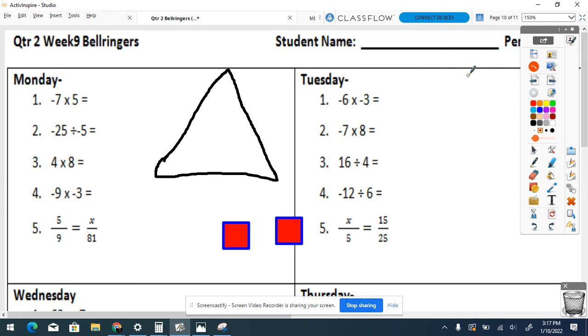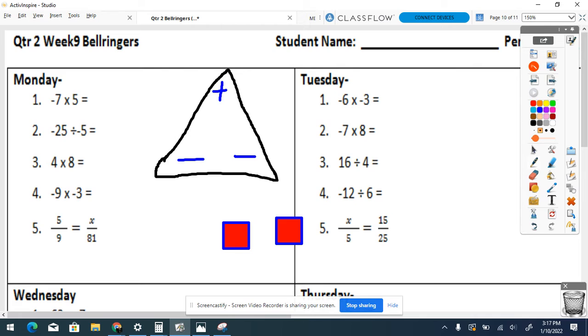On your paper, also remember you can pause it at any time, but draw this triangle on the side. And in this triangle, we want to draw minus, minus, plus, or negative, negative, positive. That's going to help us determine how to solve these problems.